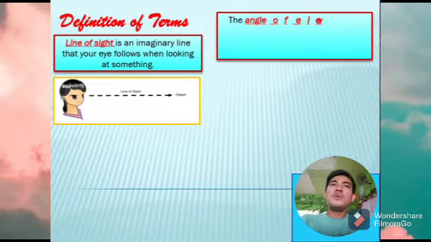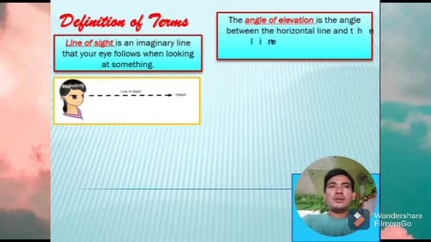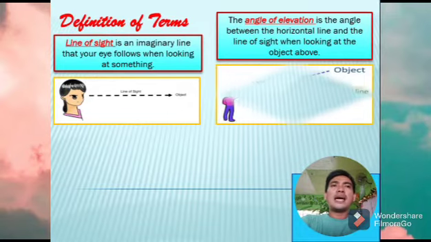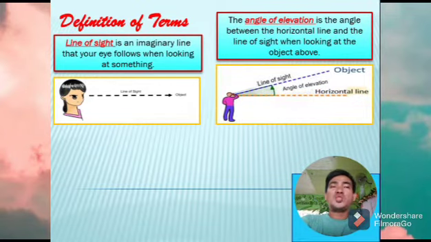Next up, we have here the angle of elevation. What is angle of elevation? It is an angle between the horizontal line and the line of sight when looking at the object above. So where is that angle based from this illustration? This would be the horizontal line that we're talking about. And we have here the line of sight. And here is your object. Okay. So from this horizontal line going up, that would be your angle of elevation.